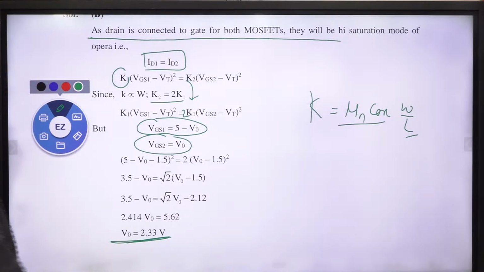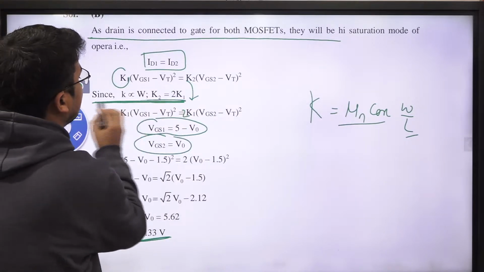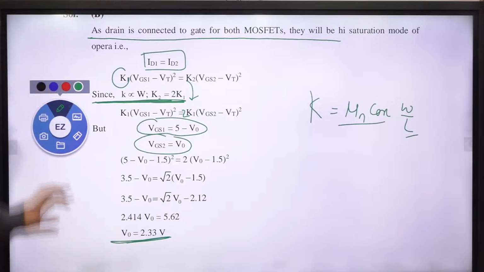Okay, this is the only twist here. This one was only the twist here, nothing else. Rest everything you know, right? Moving on toward the next question.